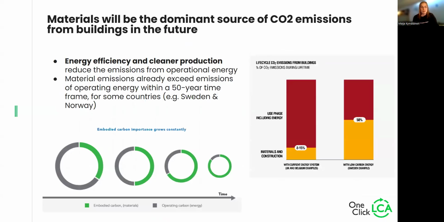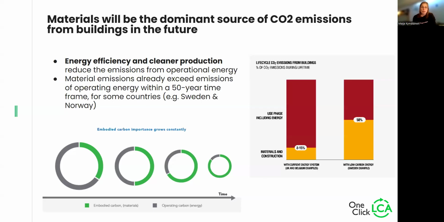So as I said, the materials will become the dominant source of CO2 emissions from the buildings in the future. The operational emissions from energy still form about 50 to 70% of life cycle emissions globally, but this share may already be as small as 10% in passive houses, for example. And I'm located in Finland, and here it forms about 20 to 30% of the life cycle impacts of a building. So it varies a lot, but it's somewhere around maybe 50% if we look at, for example, Europe.